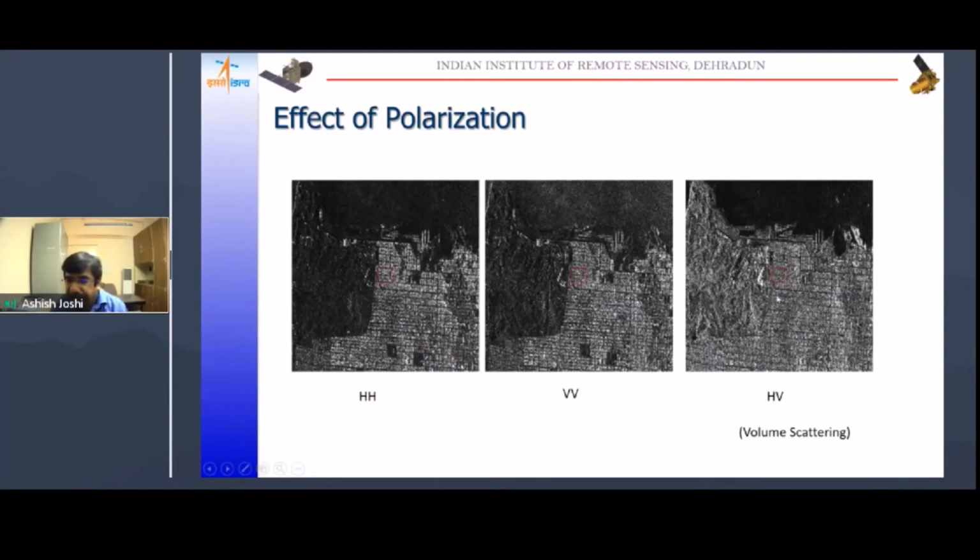And you cannot differentiate the brighter returns from the urban building and from the vegetation. Okay, so these are three images which distinguish the SAR images in different polarization. The same area in the HH polarization, VV polarization, and HV polarization. So it is showing the volume scattering.